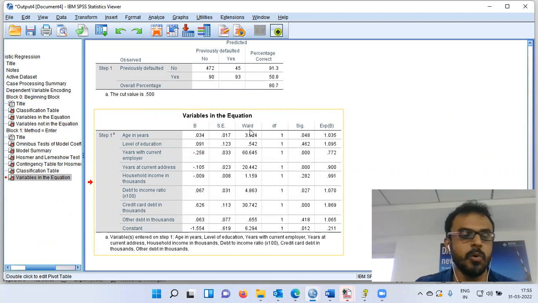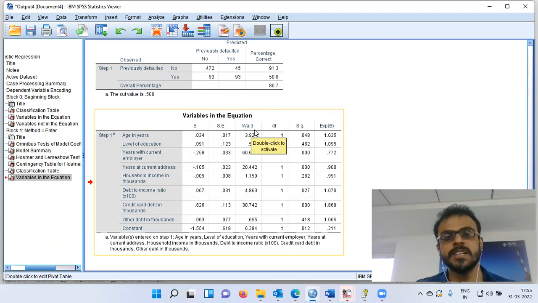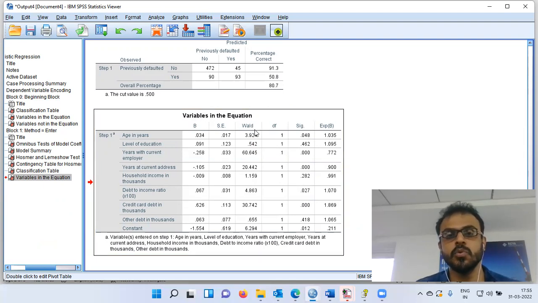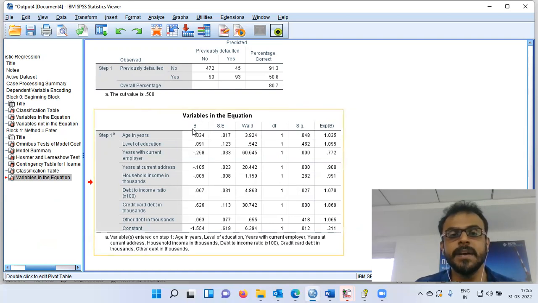And then you have the Wald statistic, very important. Now you might want to know what is a Wald statistic. It is simply the ratio between beta and the square of the standard error. So if you just take beta divided by the square of the standard error, you should be able to get 3.924. You also have the degrees of freedom and the significance level.